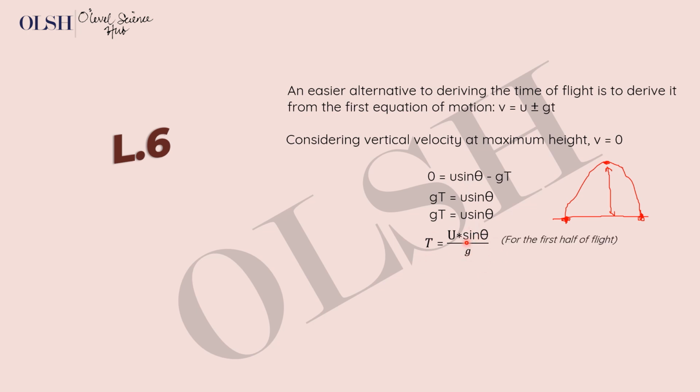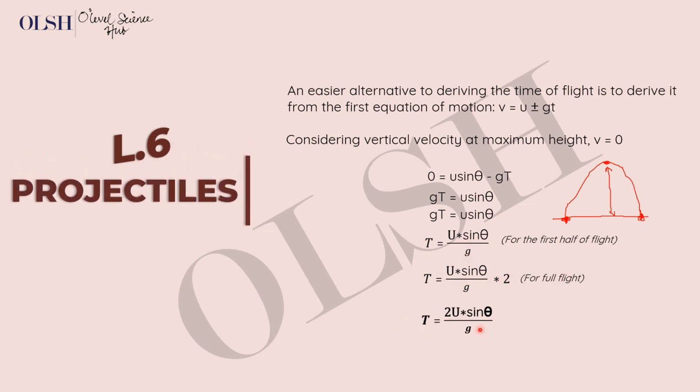Now this represents the first half of flight. The first half of flight, we're talking about from here to here. We have this other half. An easy way to get that half would just be to multiply it by 2, because it's the same kind of motion on the other half. So we multiply our equation by 2 and we get the same formula we got from the previous slide, 2u sine theta over g as time of flight.